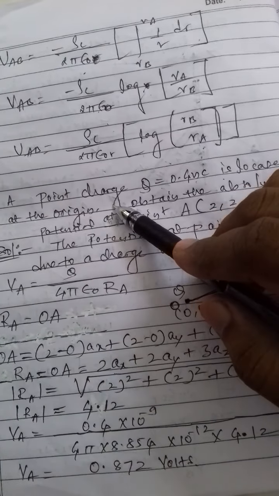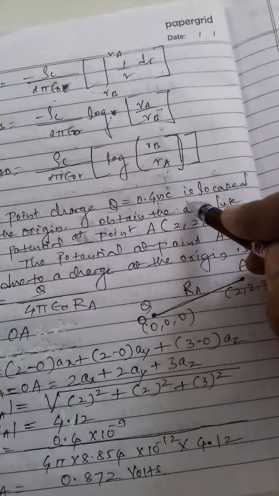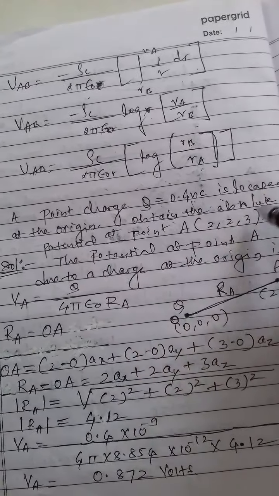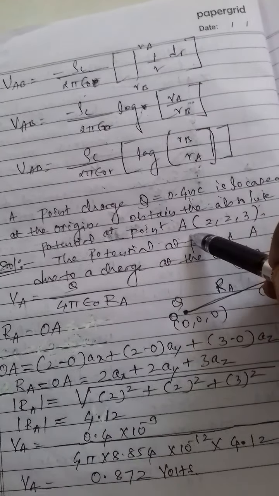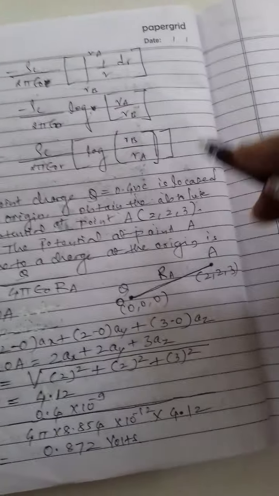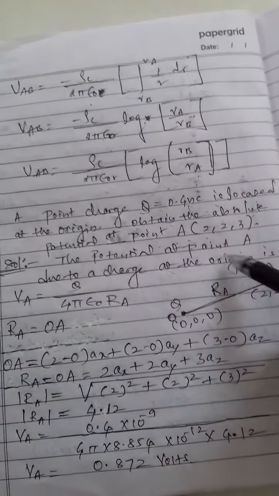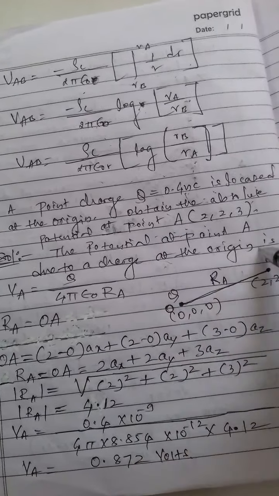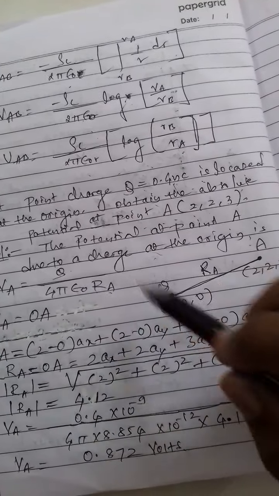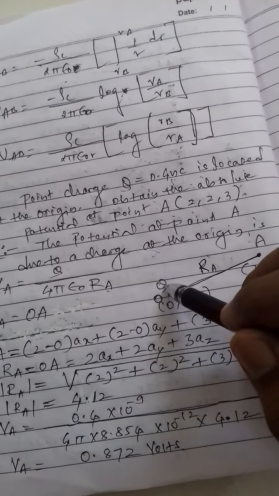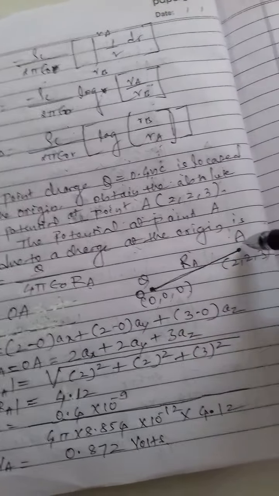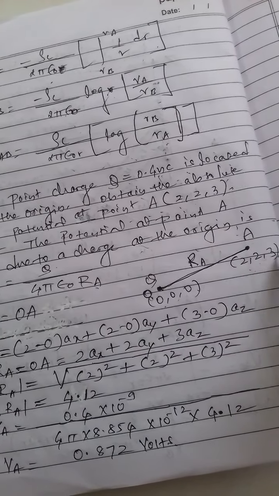A point charge q equal to 0.4 nanocoulomb is located at the origin. Obtain the absolute potential at a point A having coordinate values 2, 2, 3. The potential at a point A due to a charge at the origin is Va equal to q upon 4 pi epsilon Ra. The charge q is at the origin, having coordinate values 0, 0, 0. Point A has the coordinate values 2, 2, 3.